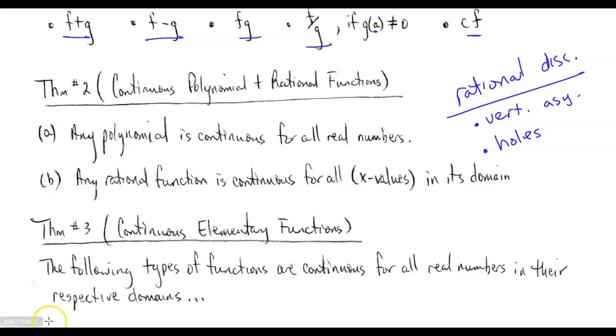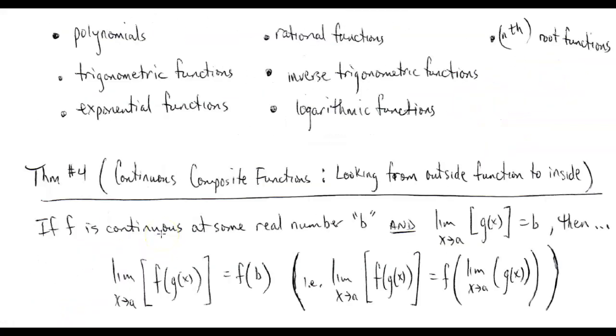for all of the following functions. Including polynomials and rational functions, we also have trig functions, exponential functions, inverse trig functions, logarithmic functions, and nth root functions, which are better known as radical functions. So stuff like cube root of x, fifth root of x raised to the 5/3, stuff like that.